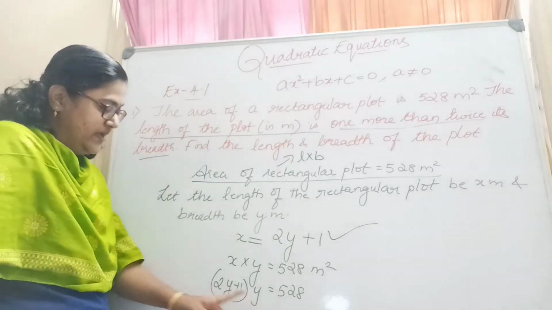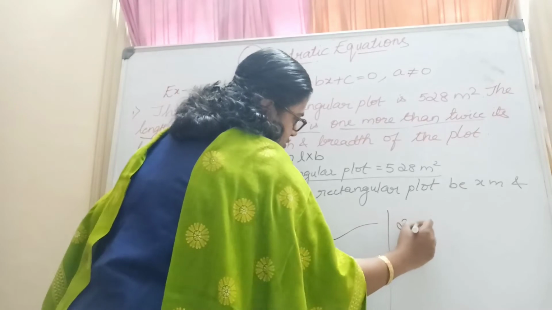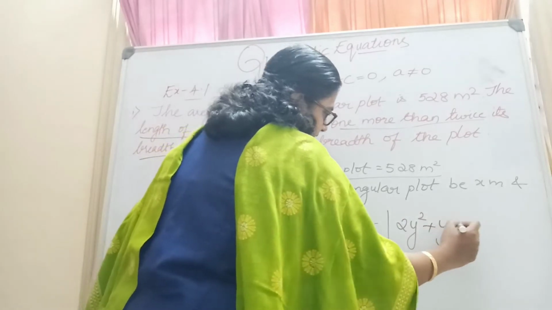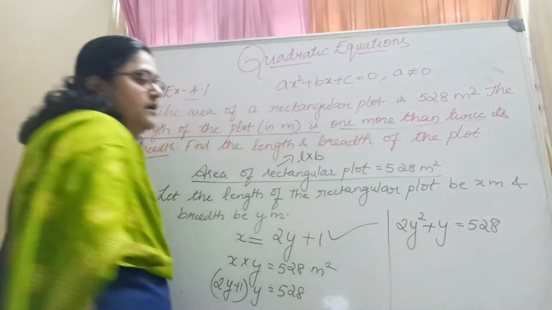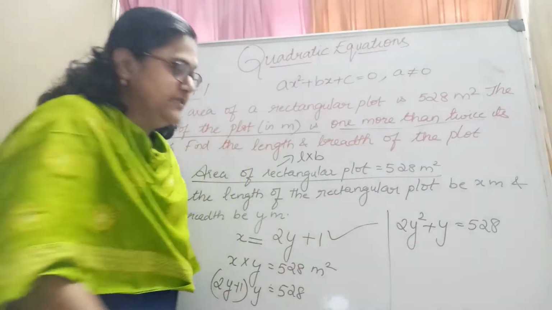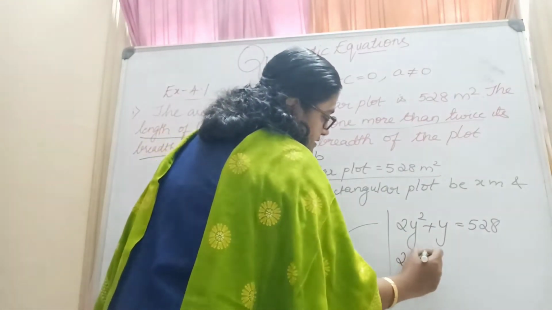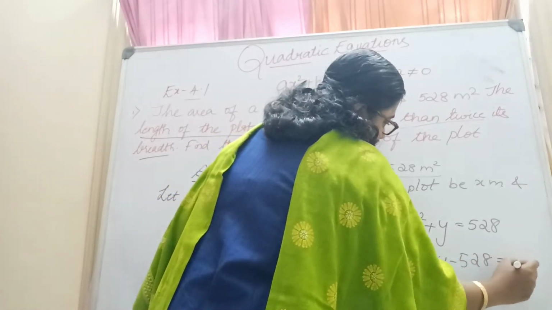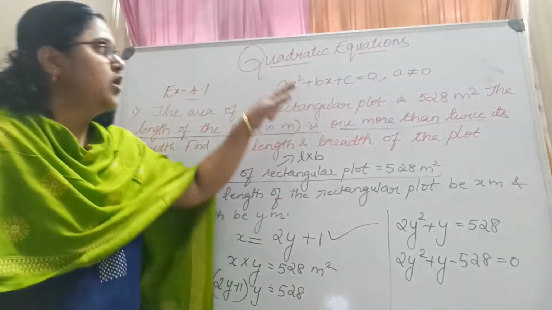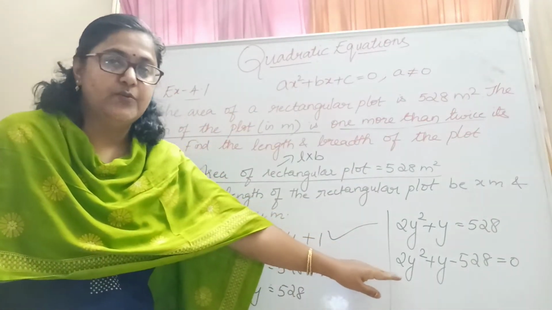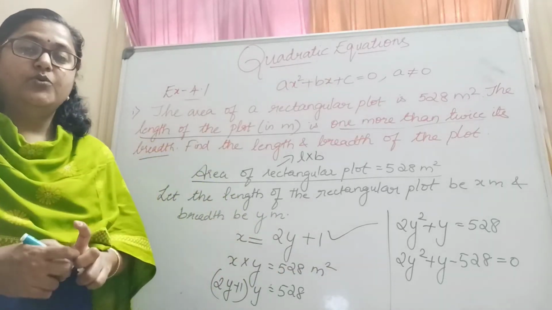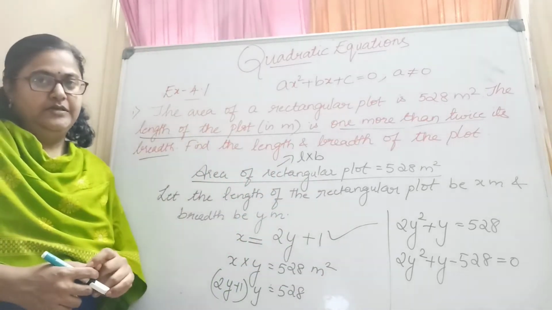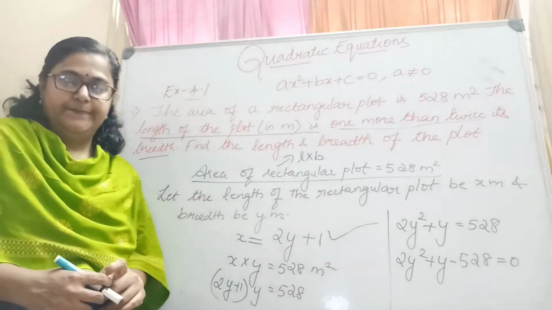Now let us multiply this. Y into 2y is 2y square plus 1 into y is y is equal to 528. Now I'll bring this 528 onto the LHS so that it becomes in the form of ax square plus bx plus c is equal to 0. See, now I have got in this form ax square plus bx plus c is equal to 0. So this is how you form a quadratic equation from the given statement. Hope it is clear to you all.